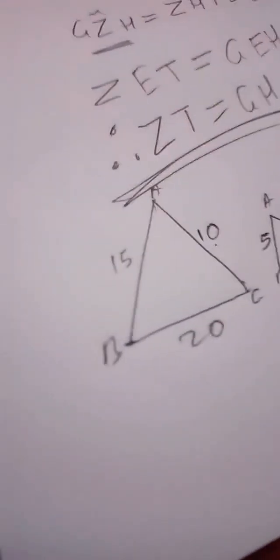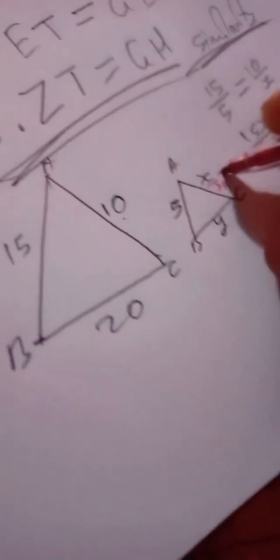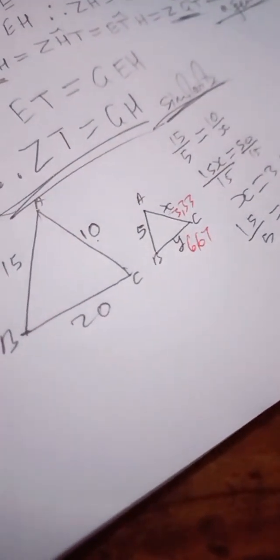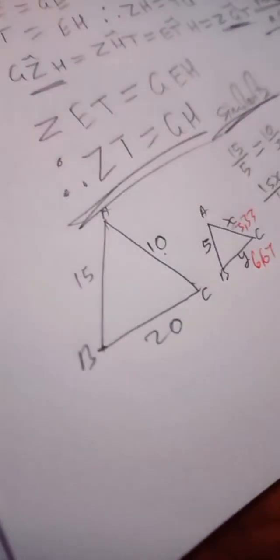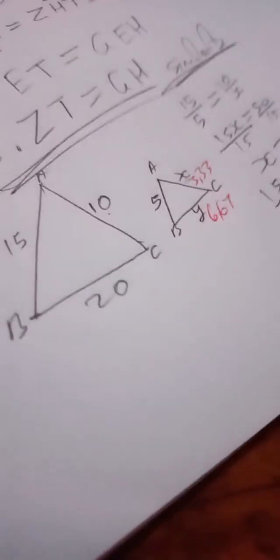This is similarity. Calculations for the size: 3.33, 6.67. This is similarity and congruency.